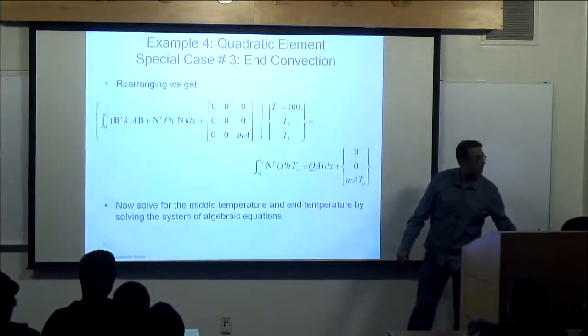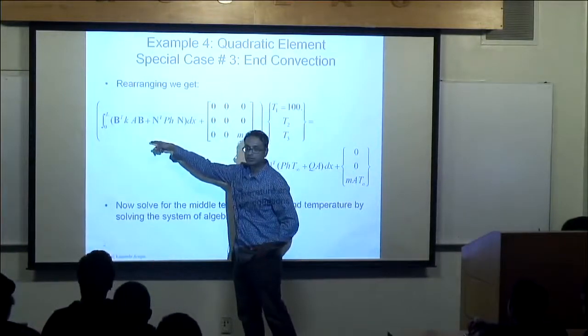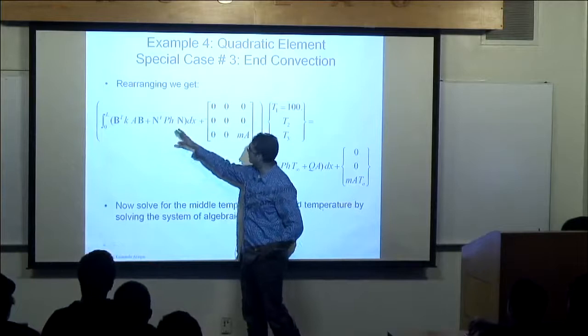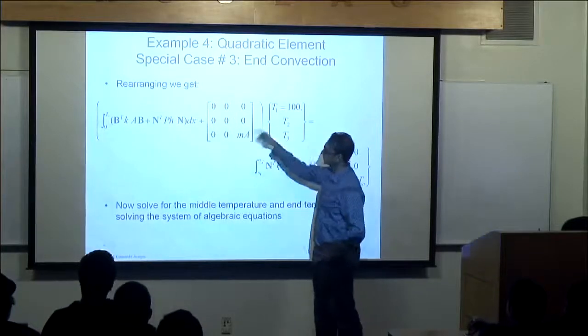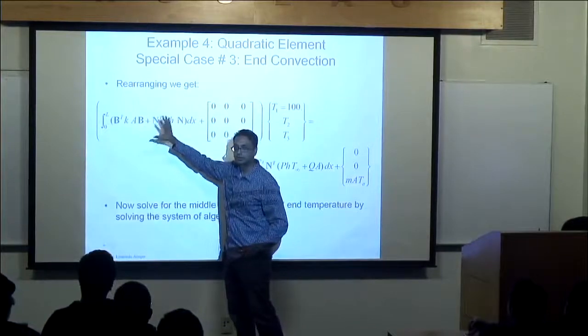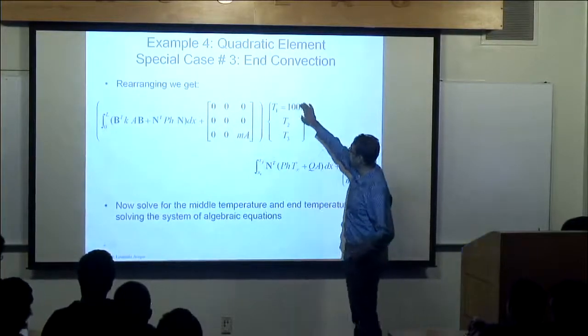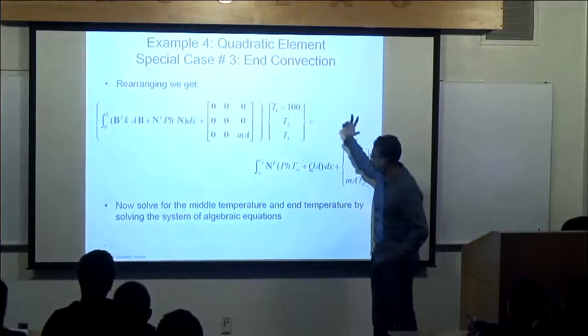And you can see here how to do that. So I have my conductivity, my convection, and then I have the term that I have to bring to the other side. These are 3 by 3, right? You agree? Yep. 3 by 3, so 3 by 3 plus 3 by 3 gives me a 3 by 3. And I know T1 is 100, T2, T3.